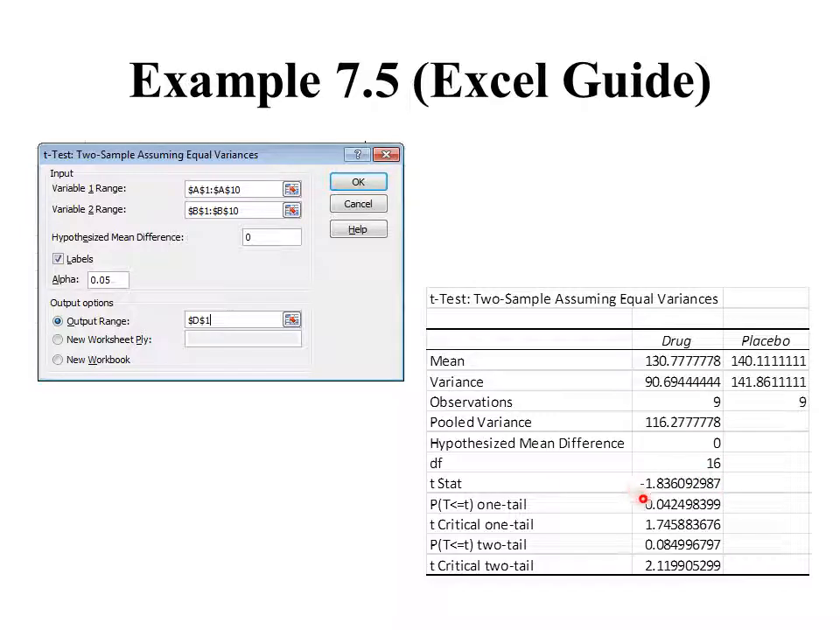Here's the value of our test statistic, negative 1.83. And then here's the p-value for a one-tailed test, and this number here is the p-value for a two-tailed test. In this case, we have a one-tailed test, and so there's our p-value, 0.042. This cell right here gives us a critical value for a one-tailed test. Again, if we wanted to do this test by comparing the test statistic to a critical value, this would be our critical value, but that's not the approach we're using. We're doing the p-value approach, and so this is our p-value here, 0.042.